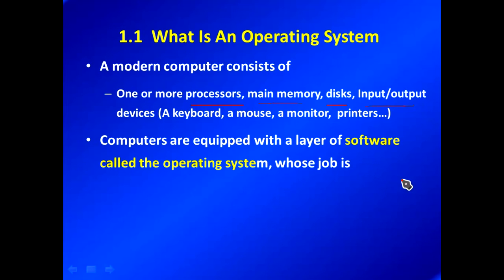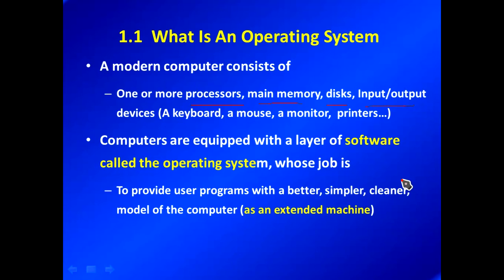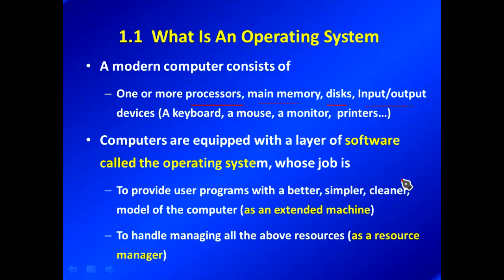So what is an operating system? It's a layer of software. We can imagine it's wrapped around the hardware. It has two main jobs. One is to provide user programs with a better, simpler, cleaner model of the computer. And we can view the operating system as an extended machine. Also, we can view the operating system as a resource manager. These two different roles are decided by two different perspectives.